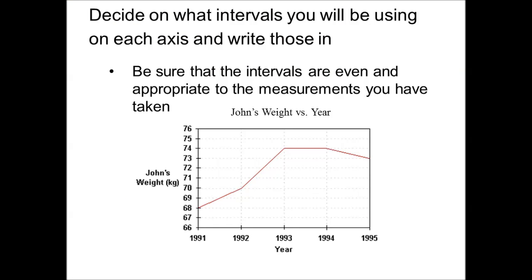Then what you need to do is decide on what intervals you will be using on the axis. So notice here, this graph starts at 66 and 1991. That's okay, you can do that. We would not want to start a graph down at 0, 0 for this data because we would have 1990 years with just no data there. So you can put your graph and create it to fit all of your data. And then again, you'll see that your independent variable is time, and then his weight depended on what year it was.